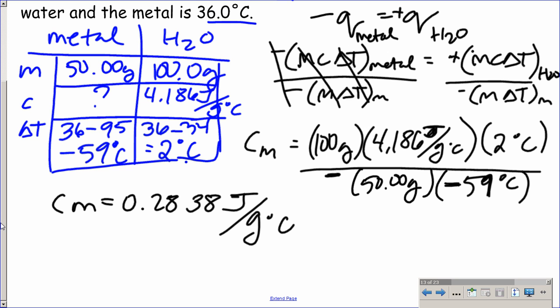Okay. We just need to get that to sig figs. I think this was like 59.0 and 2.0, so 2 sig figs? 0.28.